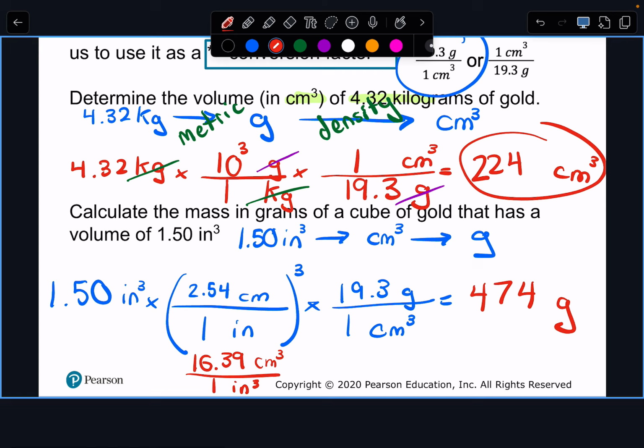Okay, so the end answer, when you plug it in your calculator, what I would do is I would do 1.5 times 2.54 cubed, just because it's easier for me to not have to do it as a separate calculation, times 19.3. Okay, what did that tell me? A little chunk of gold, 1.5 inches on all 3 sides. 1.5 inches, that's smaller than that. That's like this, okay? So 1.5 by 1.5 by 1.5 is going to weigh about 500 grams.